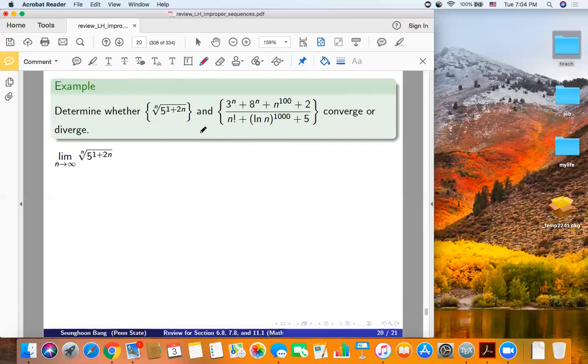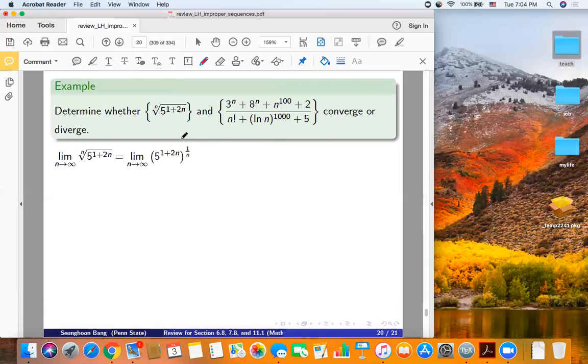Is it 0? Approaches 0? Is that right? So let me see. Approaches 1? Is it 1? Sorry, no. Can I show you? Here, you can change it to the power form: 5 to the 1 plus 2n, to the power 1 over n.